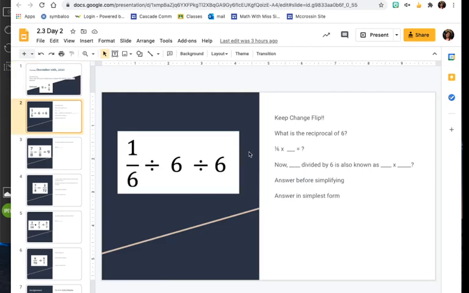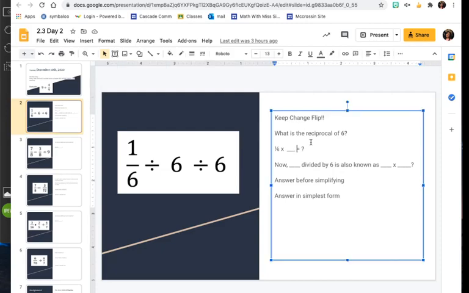So 1/6 divided by 6 divided by 6. We have to keep, change, flip. So my question, what is the reciprocal of 6? The reciprocal of 6 is 1/6 because we have 6 over 1, so 1 over 6. This is not an X, this is supposed to be a division sign. Oh, yeah, just kidding. I confused myself. So the reciprocal of 6 is 6, so we have 1/6 divided by 6.